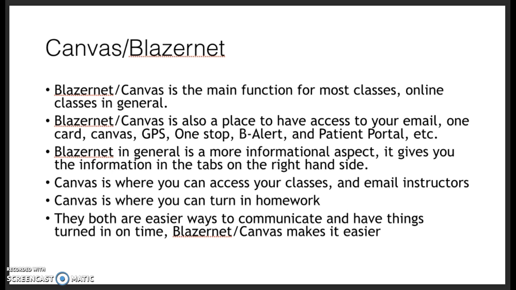So Canvas and BlazerNet is the main function for most classes and online classes in general. BlazerNet and Canvas is also a place to access your email, OneCard, Canvas, GPS, OneStop, BeAlert, and potential patient portal, and plenty more. BlazerNet is, in general, a more informational aspect. It gives you the information in the tabs on the right-hand side.